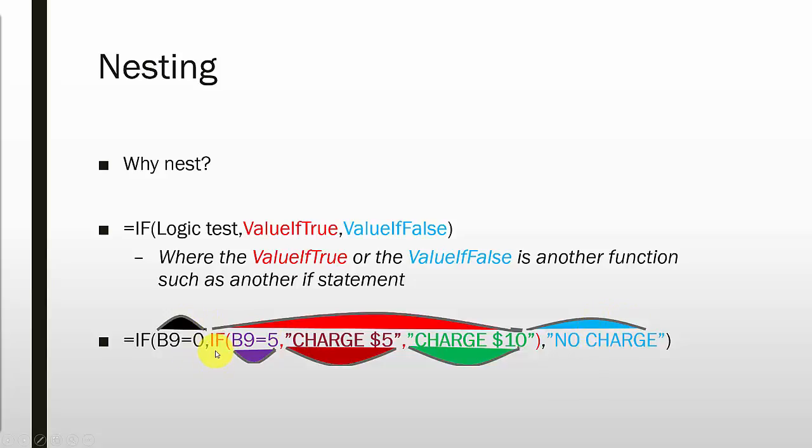In my nested if, again here in purple, I have a logic test. Here in dark red, I have a value if true. In green, I have a value if false.